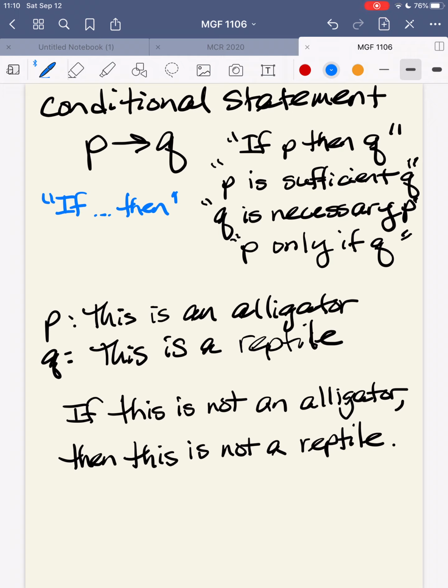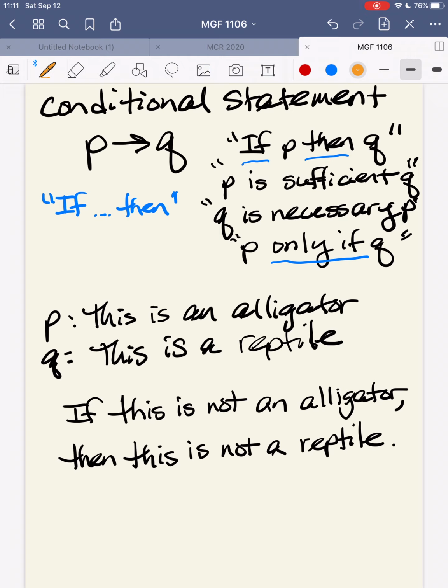So if P, then Q. If, then. Other wording that you'll see is P is sufficient for Q. And although these are reversed, this is the same thing. Q is necessary for P. P only if Q. Only if comes up a lot too. Okay, so if, then, and only if are the words you're going to see a lot more of than the other two. All right, let's go ahead and look at one.